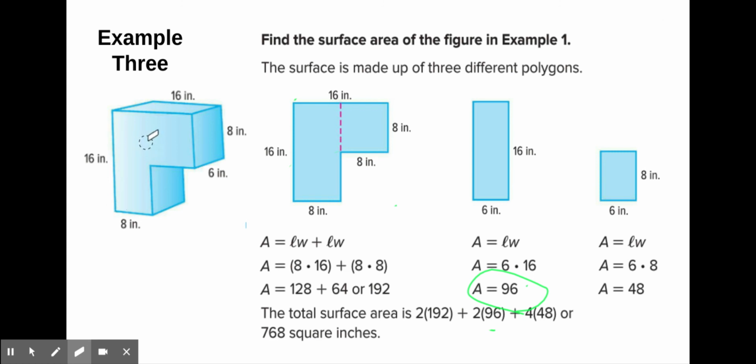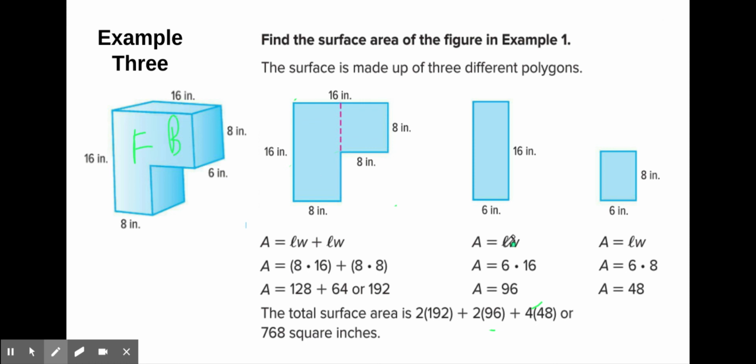And so you can figure out this one in here by breaking it into two pieces, which is what they did, and you just add it in there. So look at right here, 8 times 16 plus 8 times 8, boom, is 192. 2 times 192 is what they're doing there, because you got a front. Oh, let me point it back again. You got a front and you get a back with that shape.